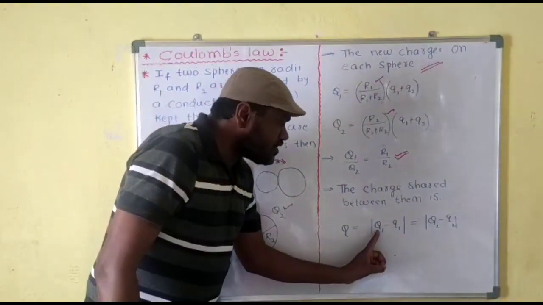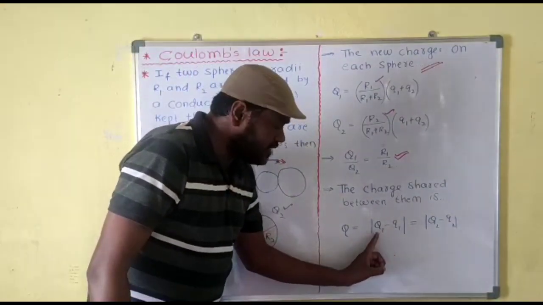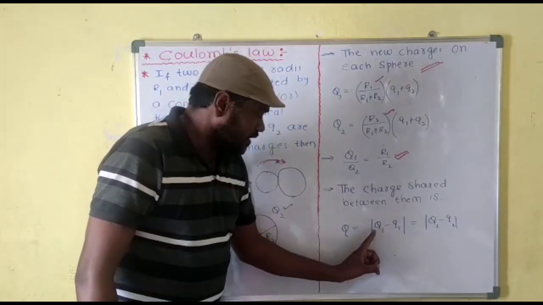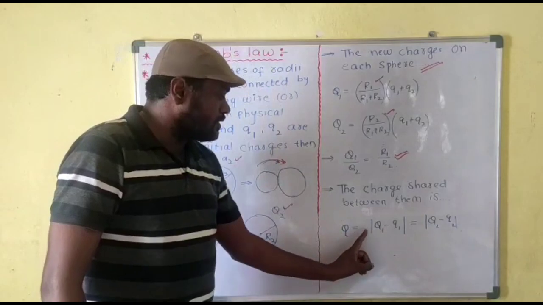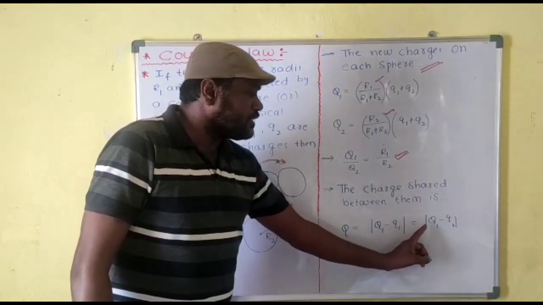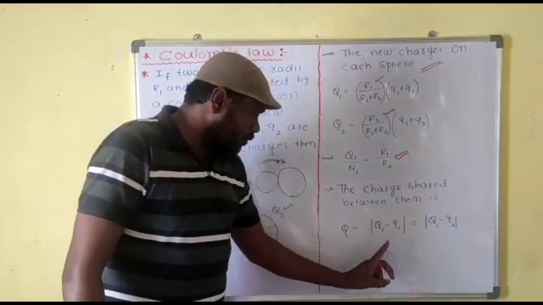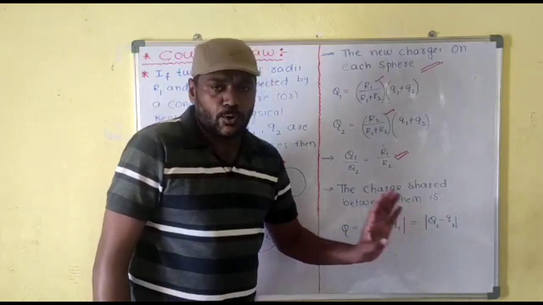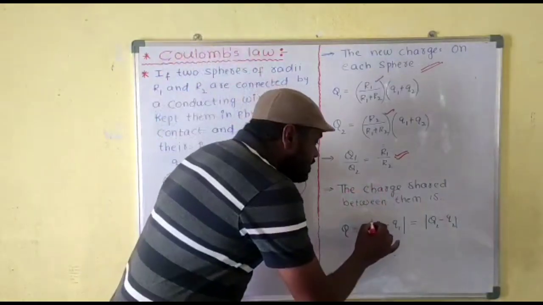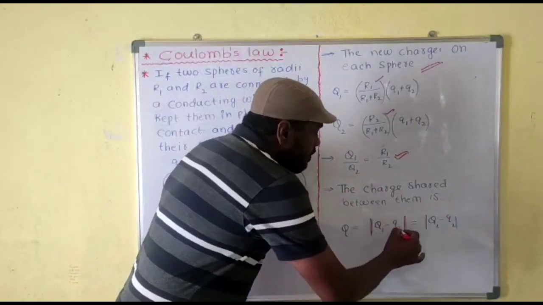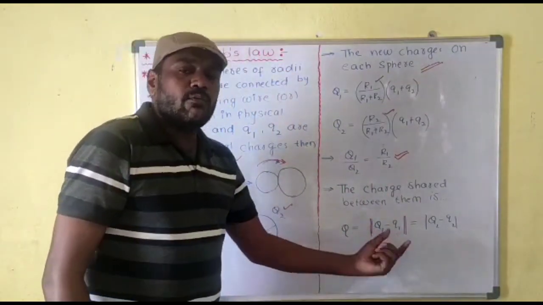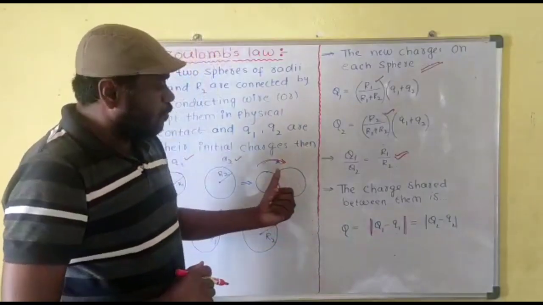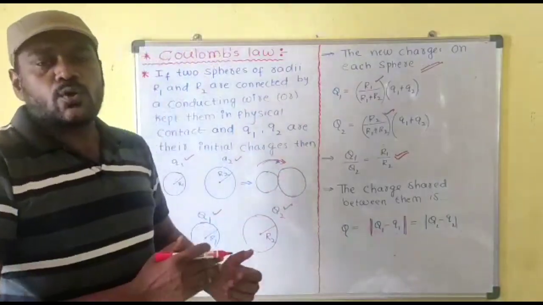That is the difference only. The initial charge is Q1, the final charge on the first sphere is Q1'. The difference between them is nothing but the shared charge. Capital Q is equal to modulus of Q1 minus Q1', that is equal to modulus of Q2 minus Q2'. Either you can take this one or this one, no problem. Here I have taken the modulus form because you may get a negative charge also. That's why it is better to keep the modulus form. This is one more concept in Coulomb's law.